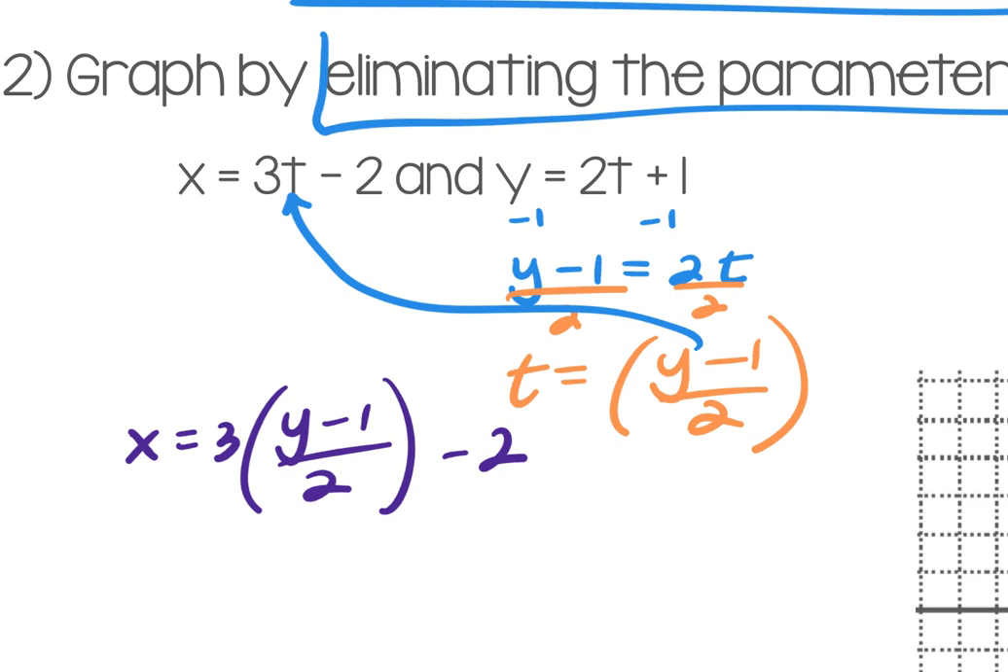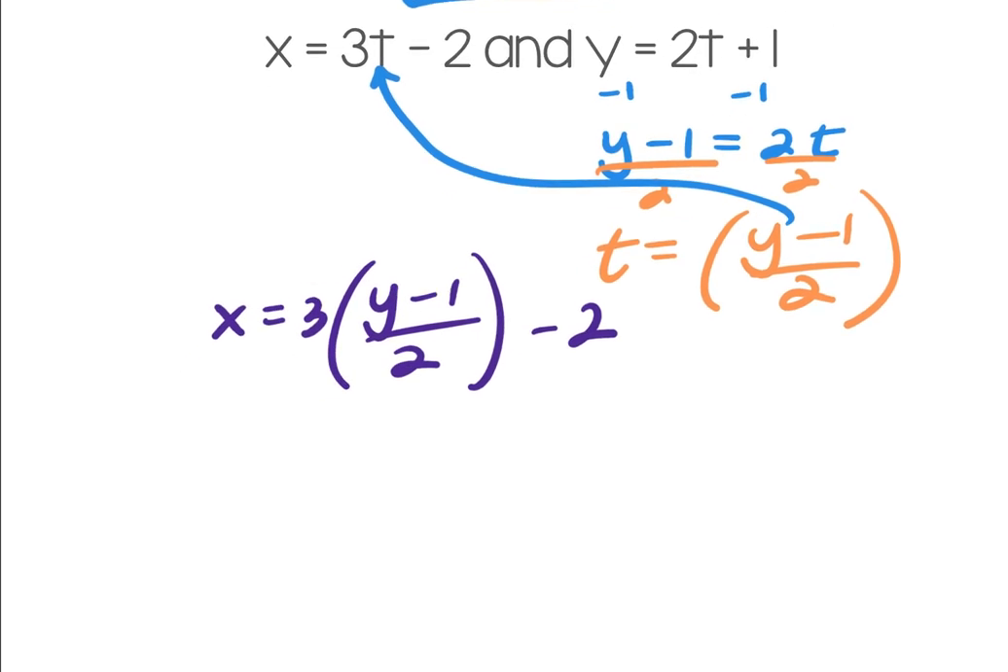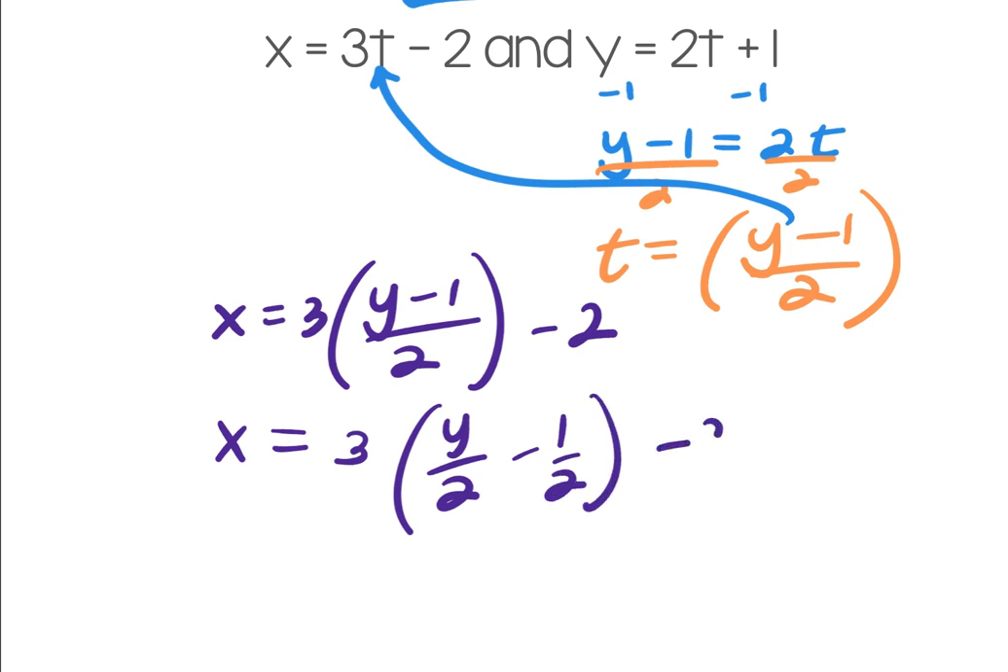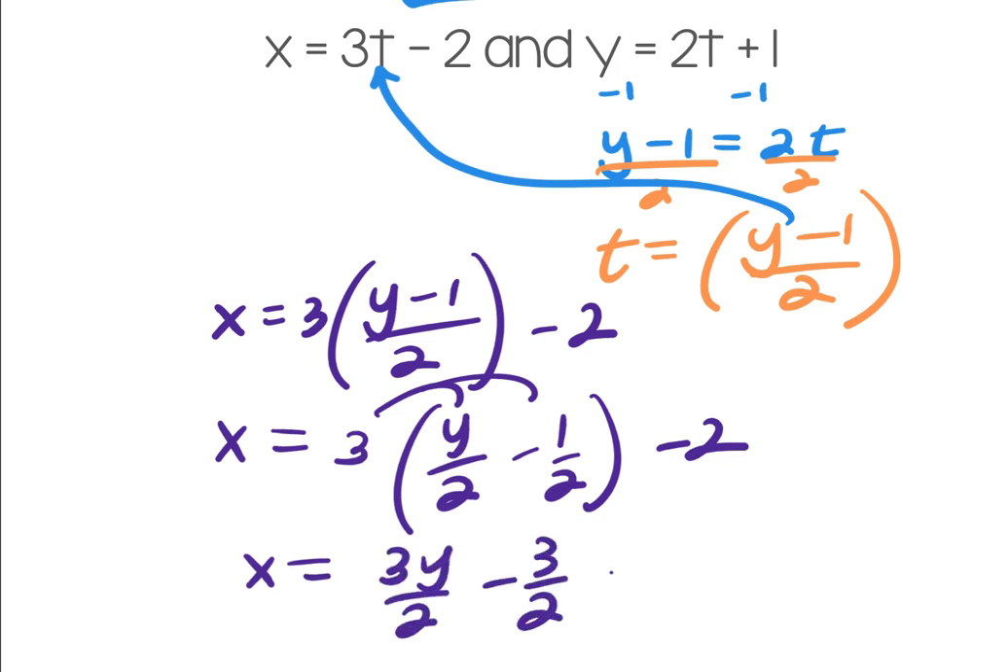If it had just said eliminate the t, you've done it. But because we have to graph this, we have to figure out what kind of graph it is. I'm going to keep going. So I'm going to distribute the 3, and well, I'm going to separate out actually. The y over 2 minus 1/2 minus 2. I'm going to distribute the 3. Actually, I want to get rid of that 3 eventually anyways. So you could add the 2 and divide by 3, or you could distribute the 3. So I'd get 3y over 2 minus 3/2 minus 2.